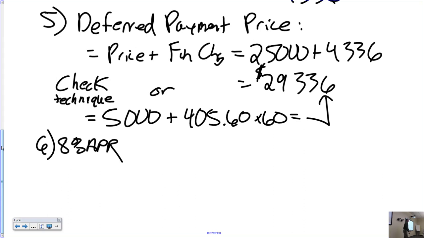When you're given the interest rate, you will be asked to calculate the monthly payment. When you're given the monthly payment, you will be asked to calculate the APR. Those are sort of the two that go back and forth, okay? That's how it works though, folks.